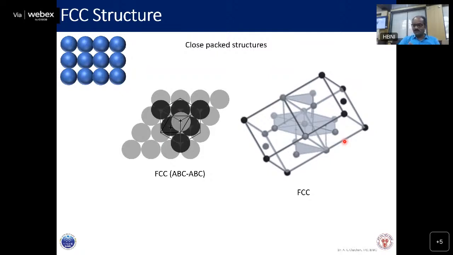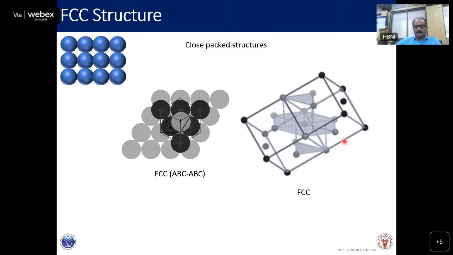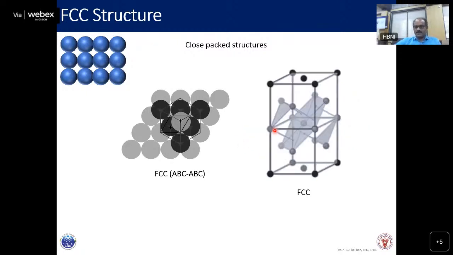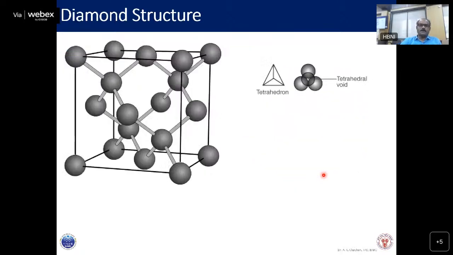Most of these materials which we are trying to study, which are used as semiconductors, follow the FCC structure in a slightly reformed way. What is that? That is the diamond structure. So just now we saw the face-centered cubic structure. Now we want to study the diamond structure.